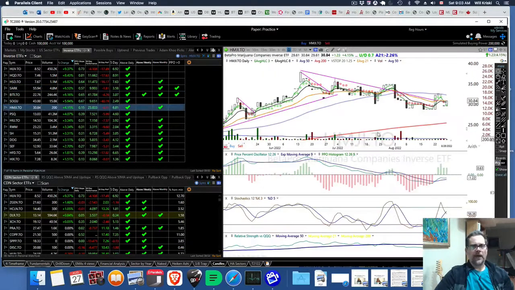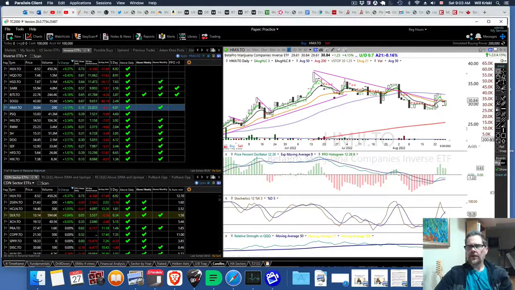There's a cannabis inverse in Canada. It's not looking great, just that chart, the way it looks. And the volume is incredibly low. It's only 200, so that's terrible.